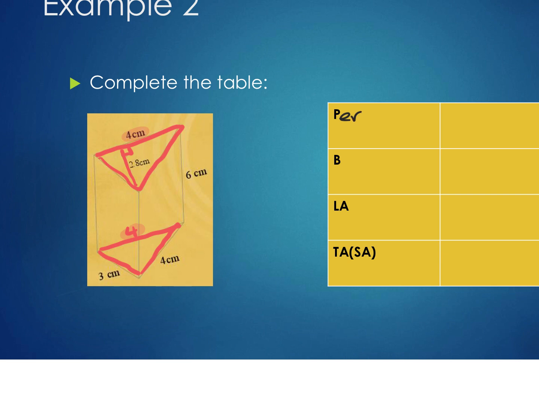So my perimeter is found by adding up all the sides. So 3 plus 4 plus 4, and I get 11 centimeters.